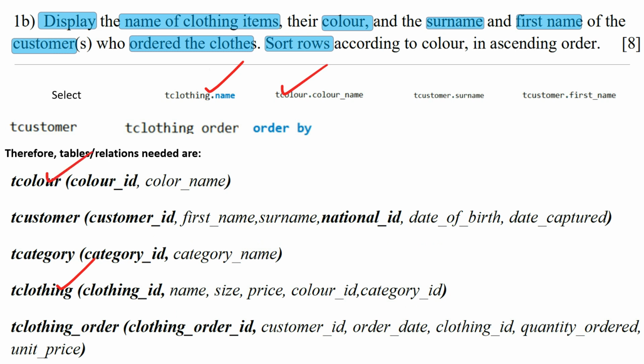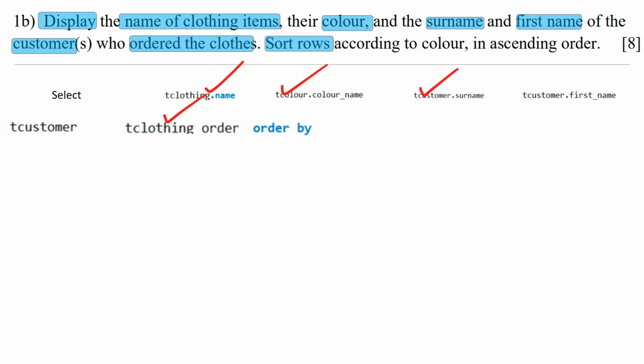Right. Therefore, the tables or relations needed are, we have T clothing, which is there on our paper. We have T color, which is there on our paper. T customer, which is there on our paper. T clothing order, which is there. Therefore, the tables involved are 4 for this query. So we need to work with 4 tables. And what attributes are required by this question? We have clothing name, color name, customer surname, and customer's first name. That's all we need. Then we go to the next step.